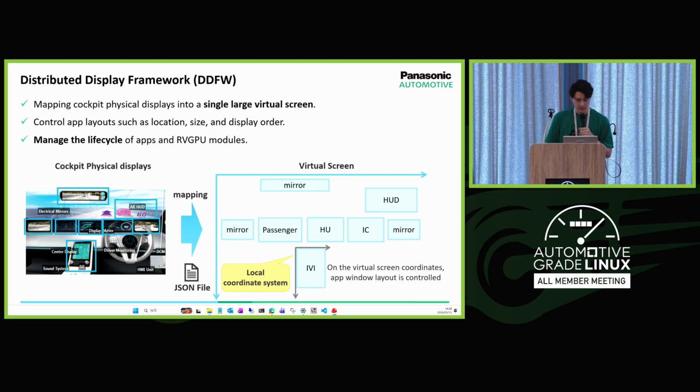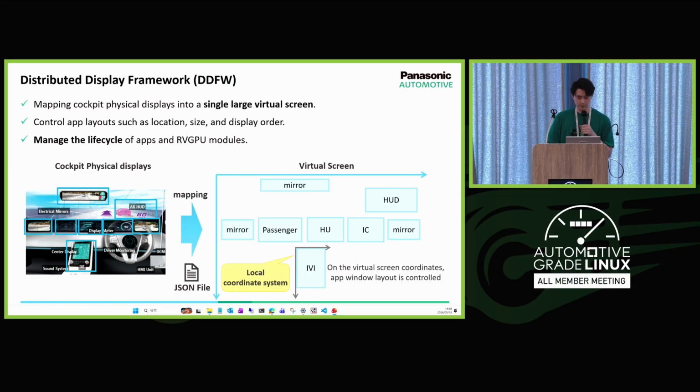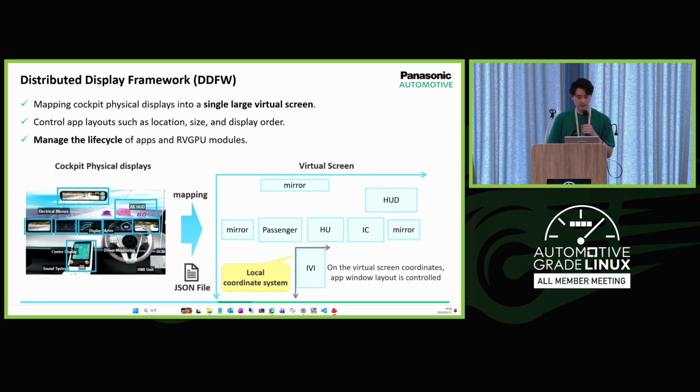Then, DDFW can control their positions and sizes across multiple physical displays. In addition to layout control, DDFW also manages the lifecycle of applications and RBGPU modules. When using DDFW with RBGPU, developers could focus on layout design at the system level rather than dealing with individual complex display management.